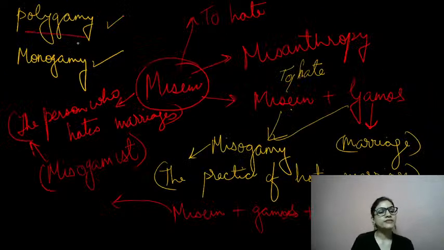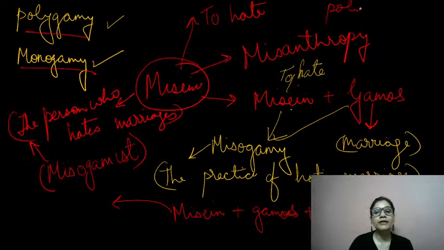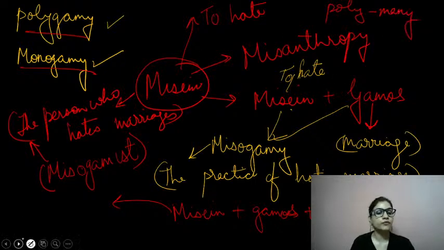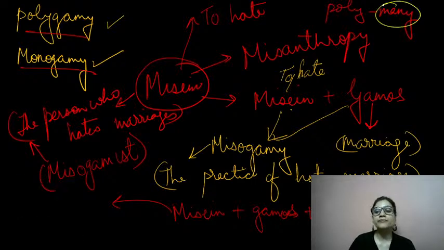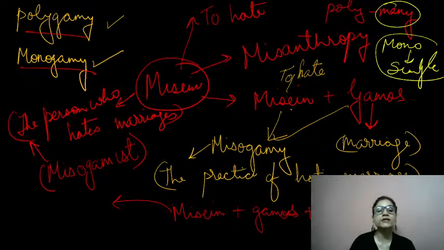Polygamy and monogamy, these are the two words again you can remember. Poly means many, and mono means single, right? We say monochromatic, single color. So similarly, monogamy means single marriage, right? So this is something which is clear to everyone. Gamy is pretty much clear.